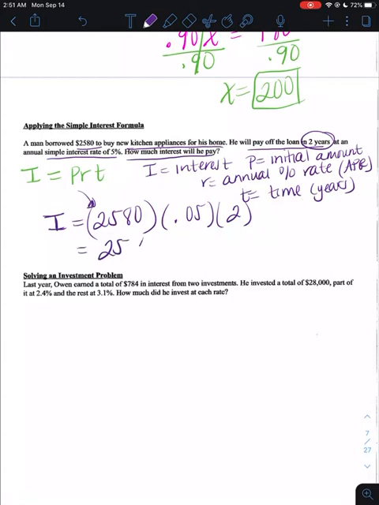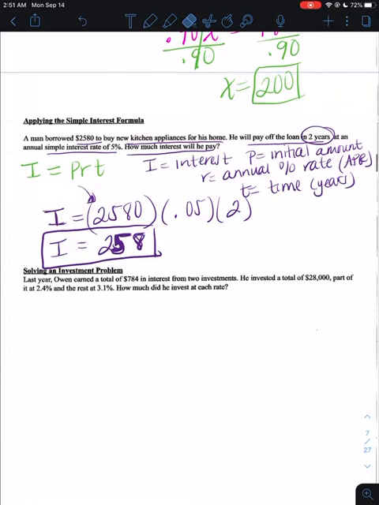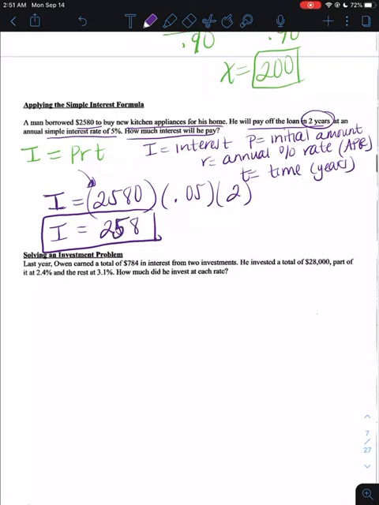So that means that this man is going to pay an additional $258 on top of the $2,580, which is the original price of the item. So when you finance something, the company's going to charge you money for the fact that you're able to pay it over this 2-year period. So $258 would be the interest amount.